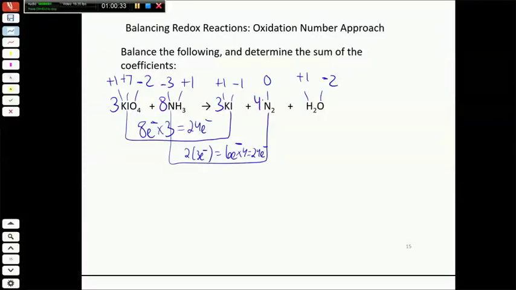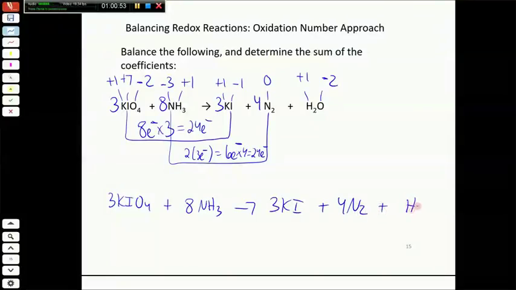All right, so again, we need to make sure that the number of nitrogen is still balanced. That's why this is an 8 and this is a 4. So we get 3 KIO4 plus 8 NH3 goes to 3 KI plus 4 N2, and then the last thing that we have to do is just add water.